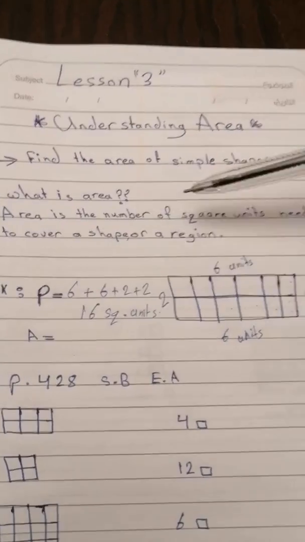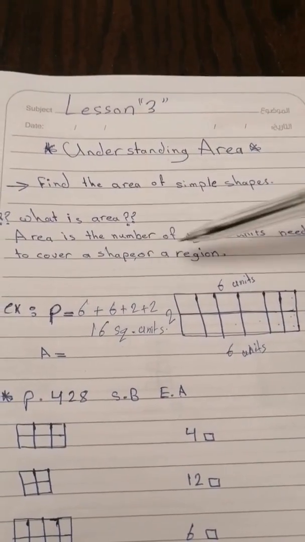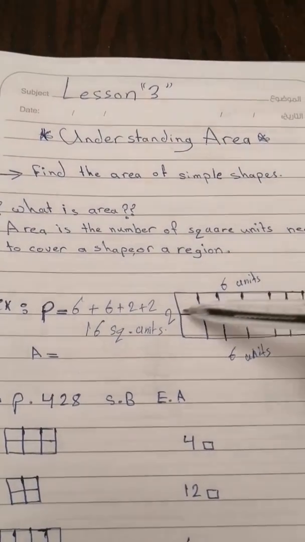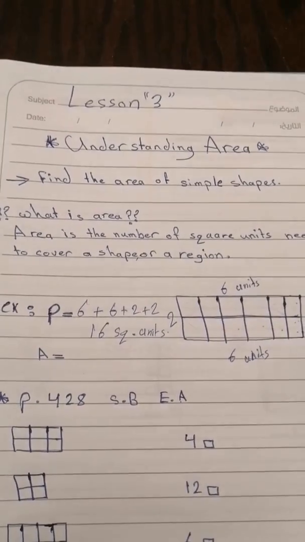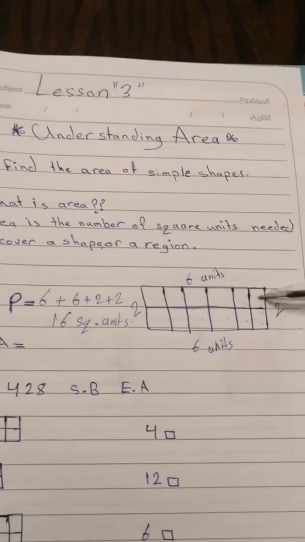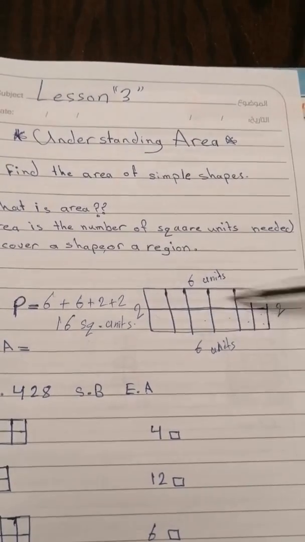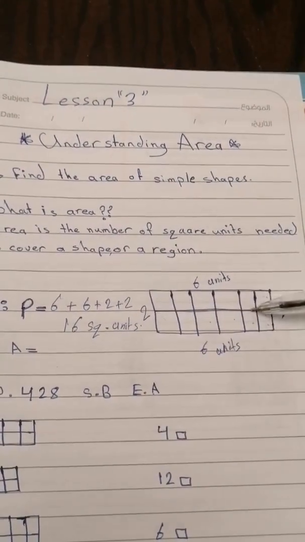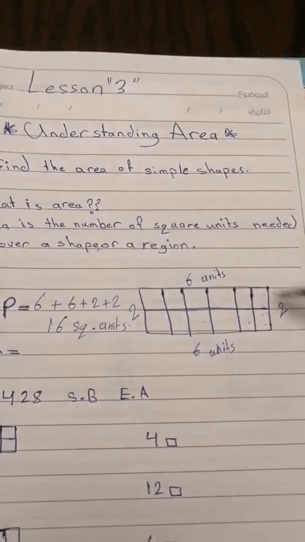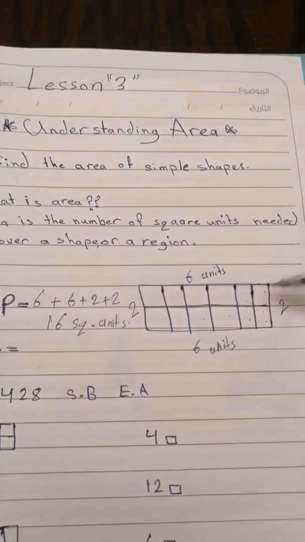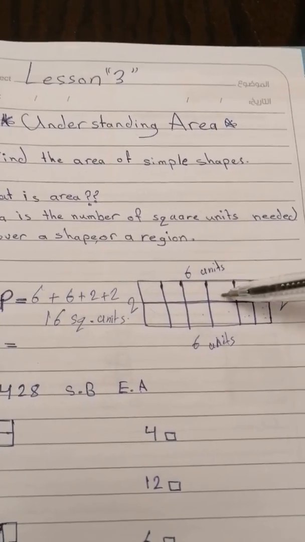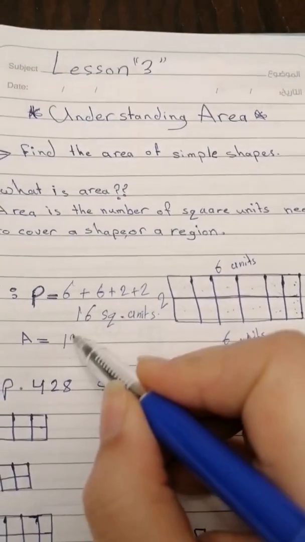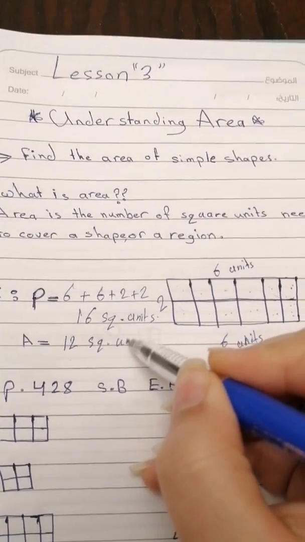We said that area is the number of square units needed to cover a region. Area is all the square units inside the shape, okay? So to find the area, we have to count all the square units inside the shape. So the area of this rectangle equals how many units are in this shape. So we have to count them all. 1, 2, 3, 4, 5, 6, 7, 8, 9, 10, 11, 12. So area equals 12 square units.